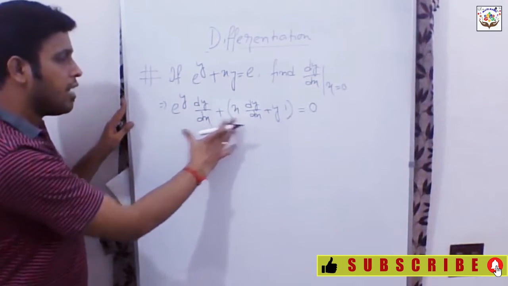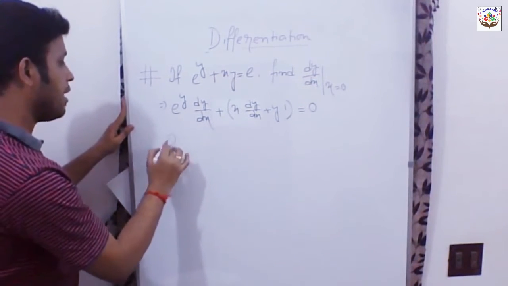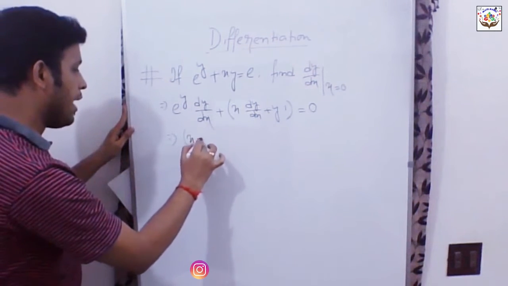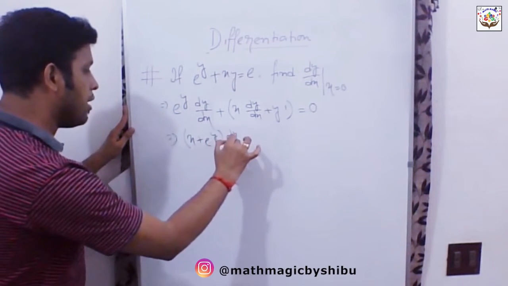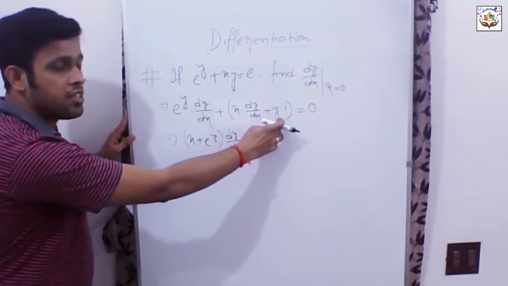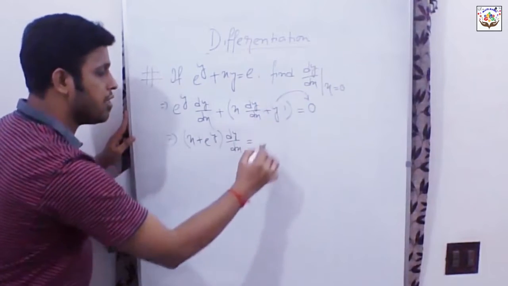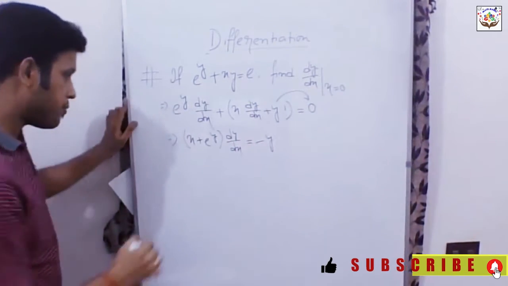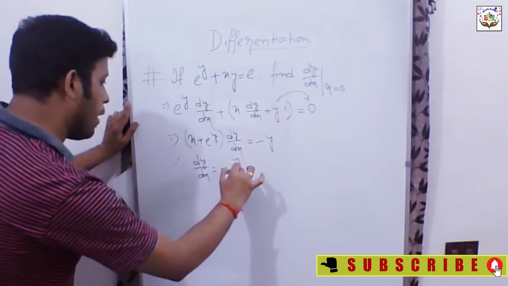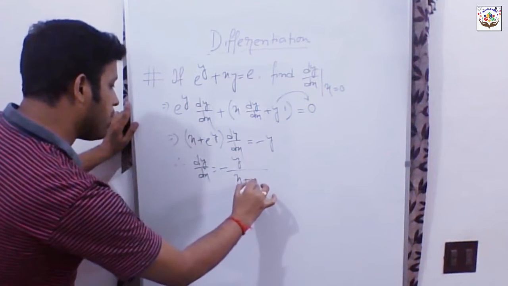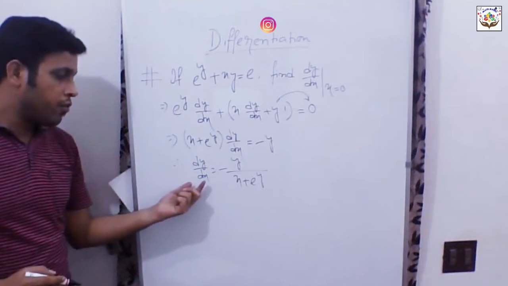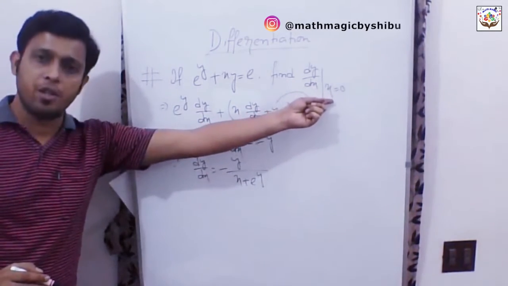Now we will take the dy/dx part at once, like it is e to the power y dy/dx and it is x dy/dx. So we can write x plus e to the power y, dy/dx equals to, this part is remaining y, so we can take y into the right hand section, it will be minus y, right? So what is our dy/dx? We can write dy/dx as minus y divided by x plus e to the power y. So we have got the value of dy/dx, but we need to find the value of dy/dx when x equals 0. Okay.